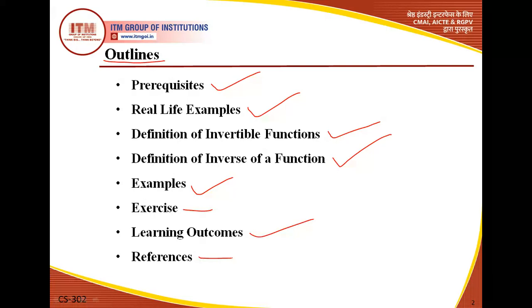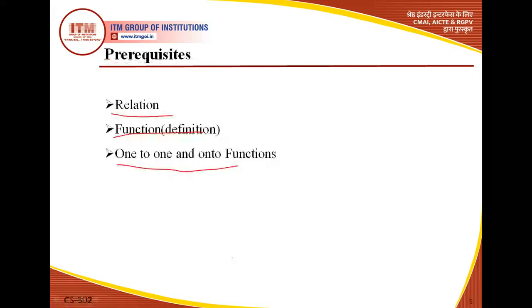So let's start with the prerequisites first. In the prerequisites part, the first thing that we need to know is the definition of relation, or the types of relations or the examples of it. So we should know what a relation is. The second thing that we need to know is the definition of the function.